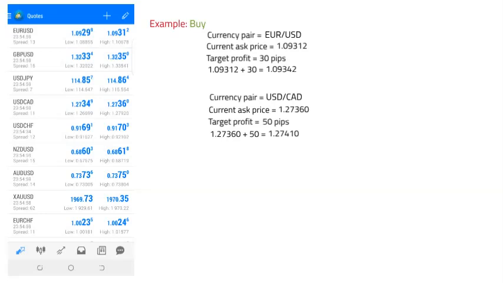Remember, in buying, we are making reference to the ask price, not the bid price. That is why we are making reference to 1.27360 and not 1.27349. So let's get to the sell scenario.